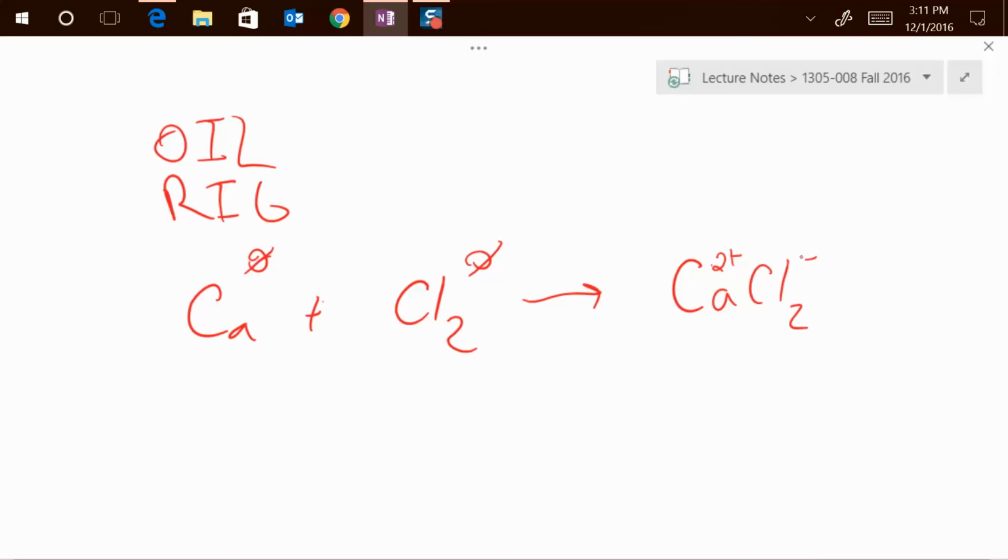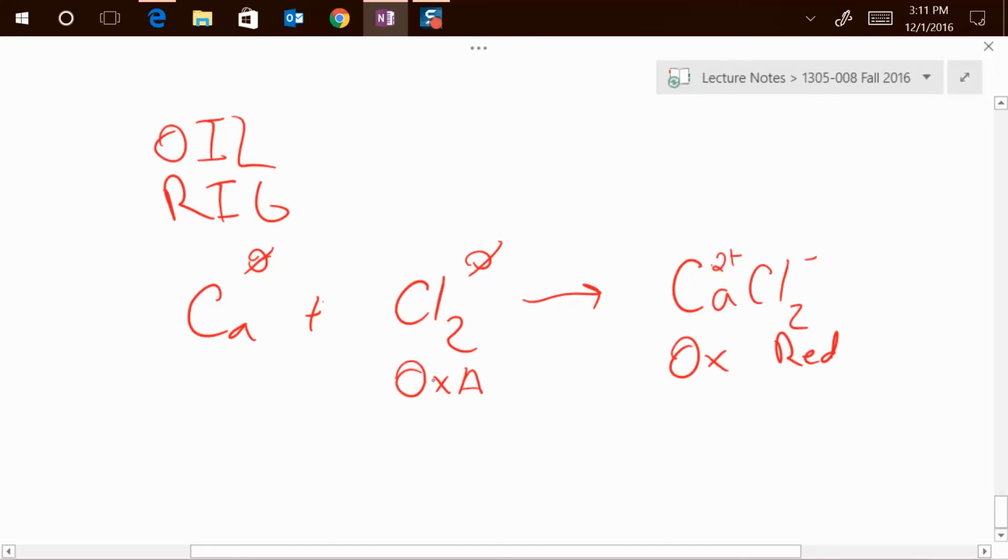Was that oxidation or reduction? Oxidation. Oxidation is loss. Reduction is gain. So, what is the oxidizing agent? What is the reducing agent? Okay. So that's oxidation reduction. That's how we would look at that.